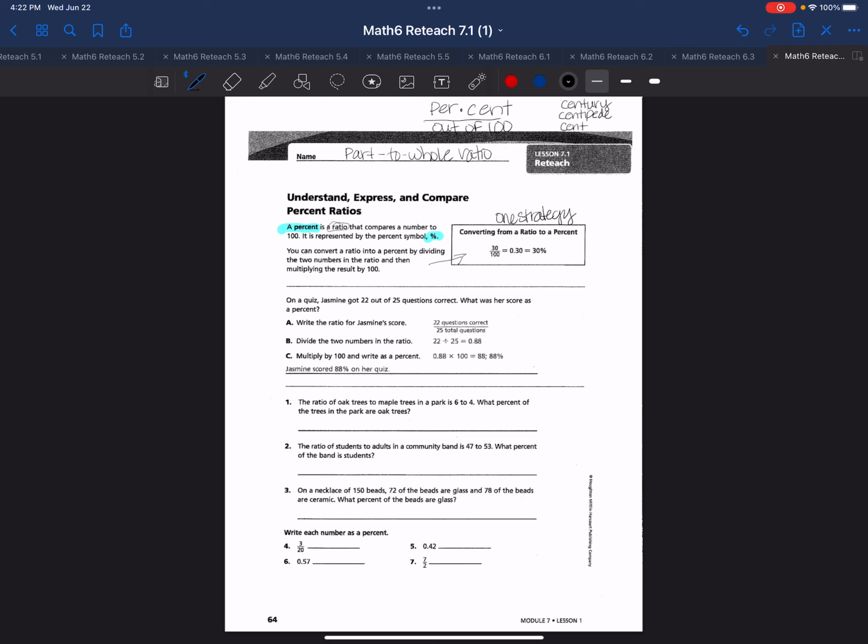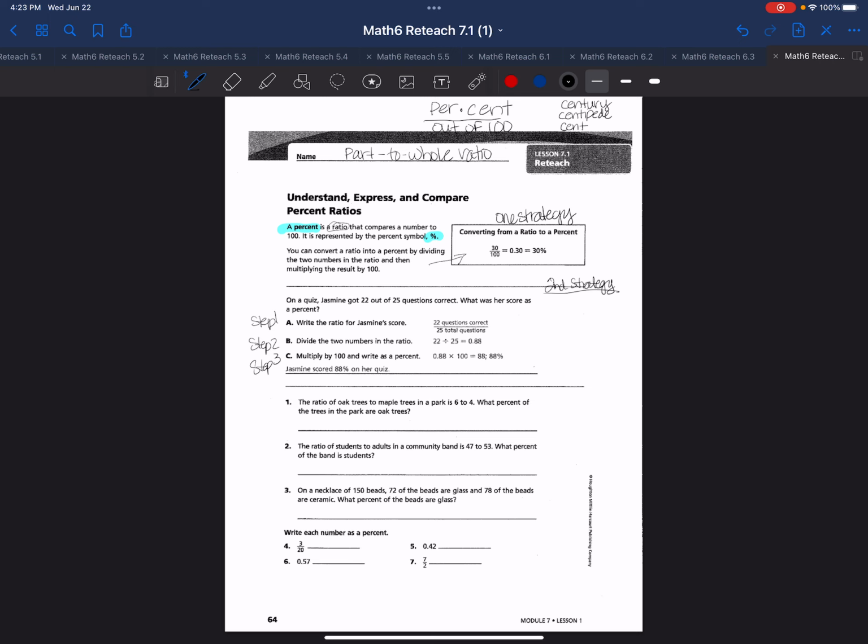I can convert a ratio into a percent by dividing the two numbers in the ratio. So I'm dividing them, 30 divided by 100, and then I get 30 hundredths. And 30 hundredths equals 30% because I'm going to multiply that by 100. So let's look at the steps here. And then I'm going to also teach you a second strategy. Okay, let's look at the first strategy here. Step 1, step 2, and step 3.